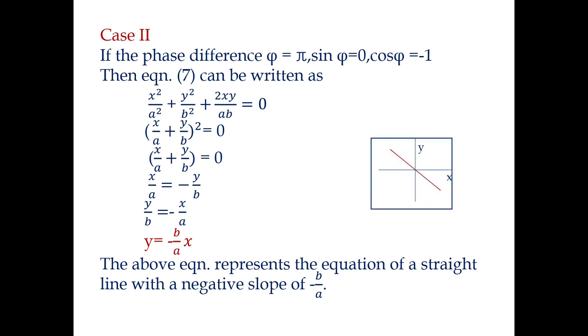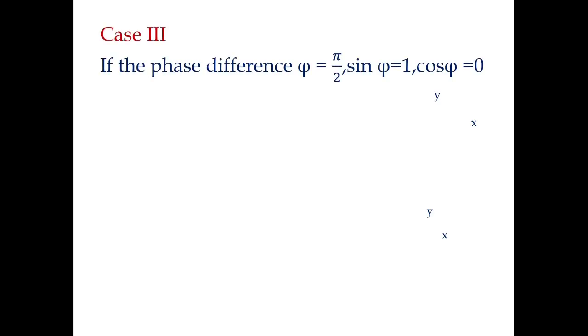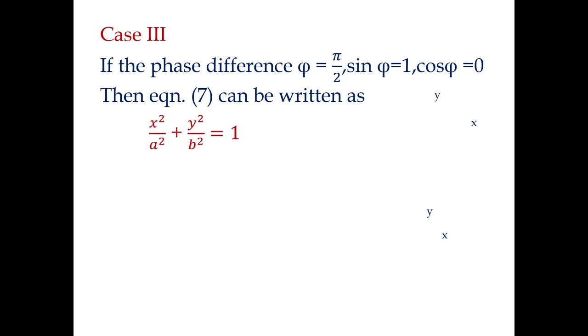So this can be simply written as x by a plus y by b the whole square is equal to 0. On further simplifying, y is equal to minus b by a into x. Again it is an equation of a straight line with a negative slope of minus b by a. So the resultant of the two simple harmonic waves meeting at right angles to each other, when their phase difference phi is equal to pi, will represent a straight line with a negative slope.